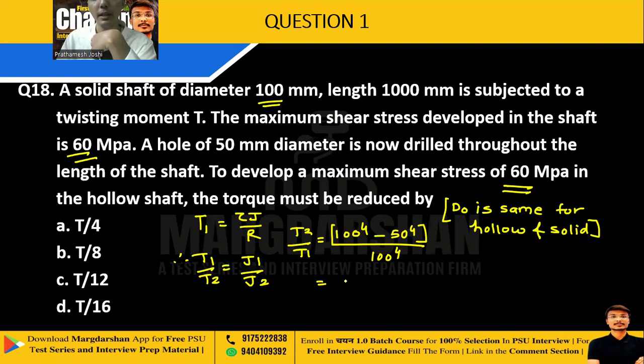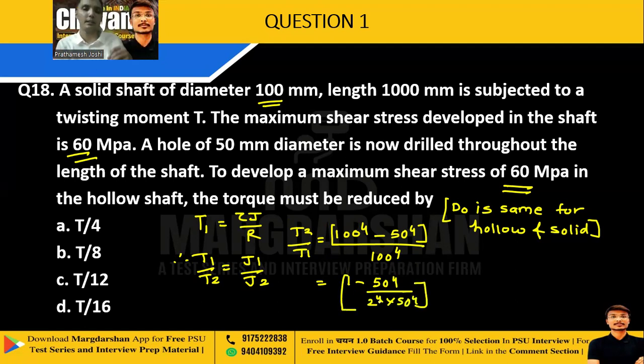If we look properly, if we take 100 power 4 common from the numerator and denominator, it will cancel out, so 1 minus 50 power 4 upon 2 power 4 into 50 power 4. Correct? 50/60, if I'm not wrong. Yes, right, correct. This is 15 upon 16.